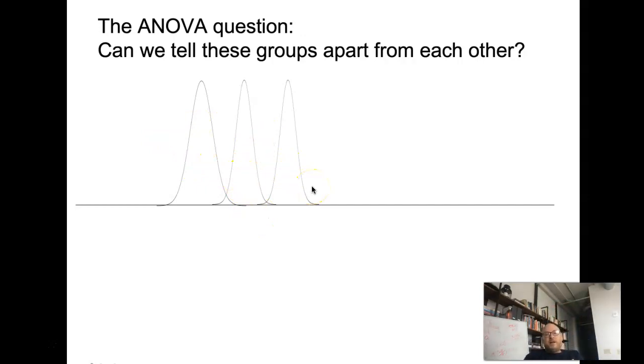Now, imagine a situation where it's really easy to tell them apart, like that. Here, each group is very, very distinct. My analysis of variance test would be able to say, yeah, they're all different.